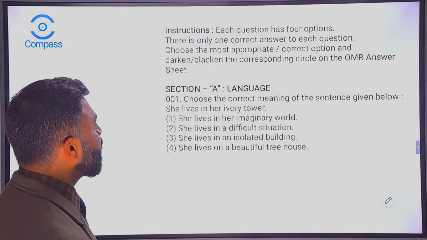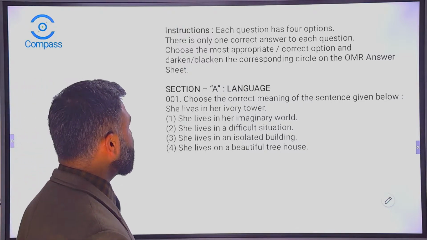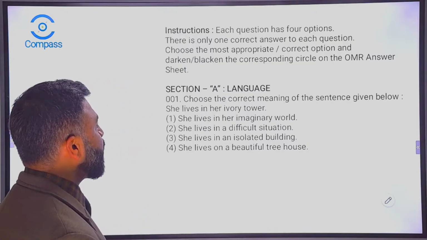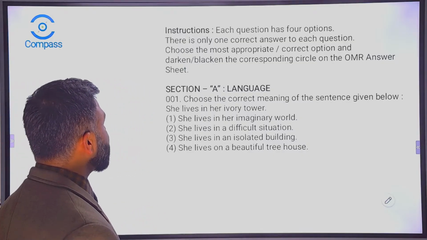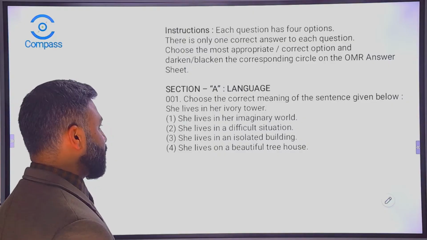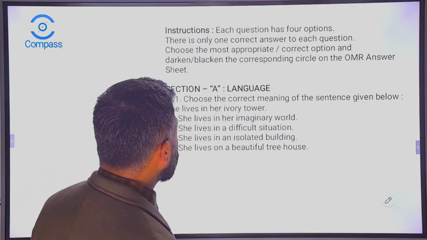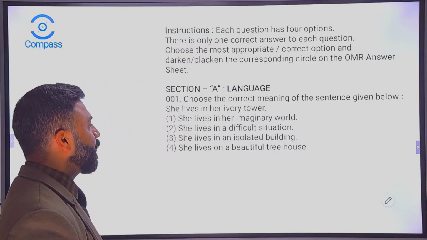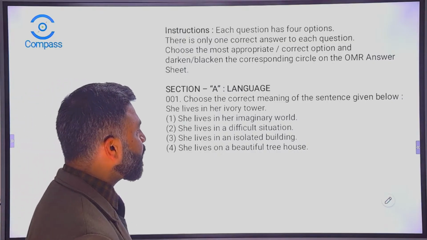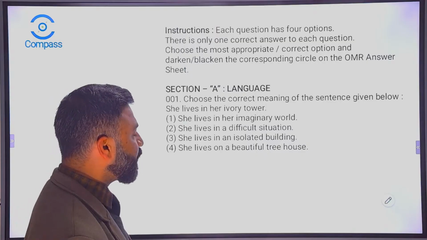Each question has four options. There is only one correct answer to each question. Choose the most appropriate correct option and blacken the corresponding circle on the OMR answer sheet. All right, so let's begin with that. Section A, language. Question number 1. Choose the correct meaning of the sentence given below. She lives in her ivory tower.